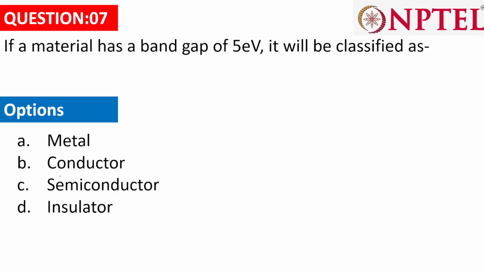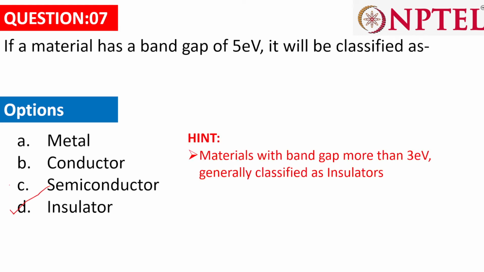Okay, then let's move to the next question. If a material has a band gap of 5 electron volt, it will be classified as insulator. Why? Because materials with a band gap of more than 3 electron volts are generally classified as insulators. For semiconductors, it should be like 0.3 to 3 or 0.1 to 3. So the answer for this question is insulator, right?